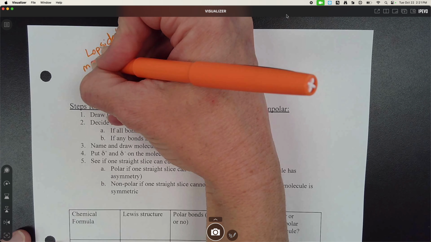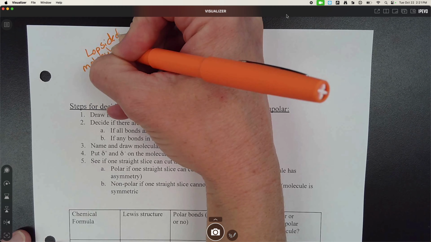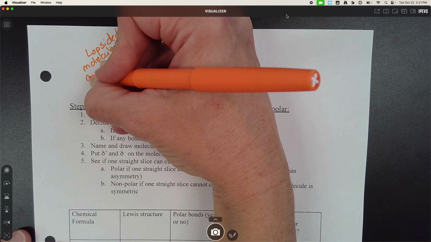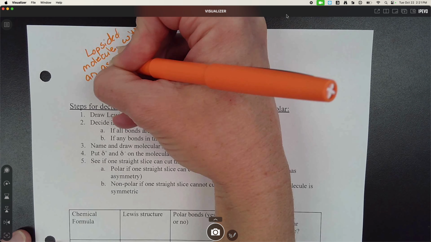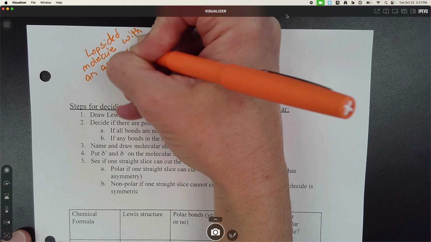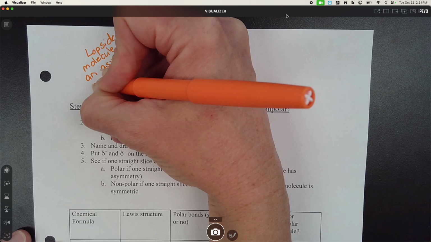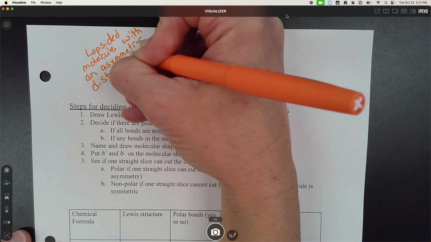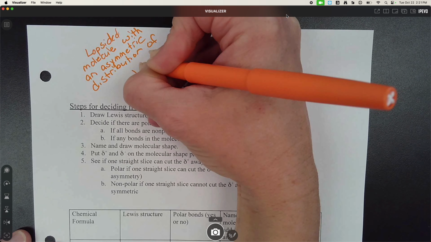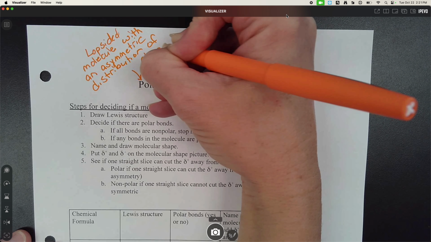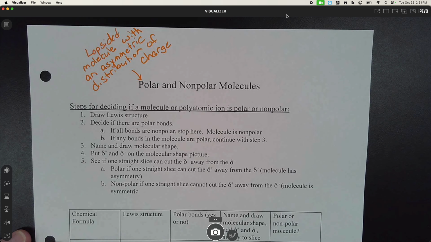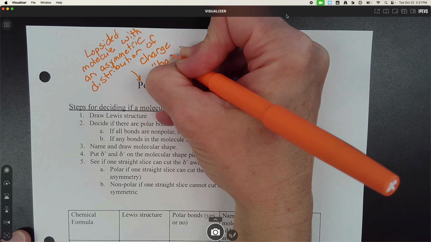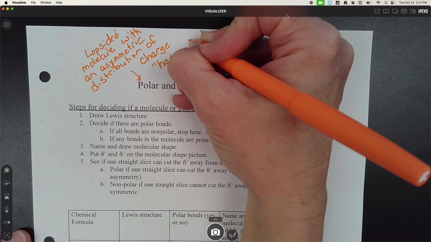So we're looking at a lopsided molecule with an asymmetric distribution of charge. Or in other words, a molecule that has ends.